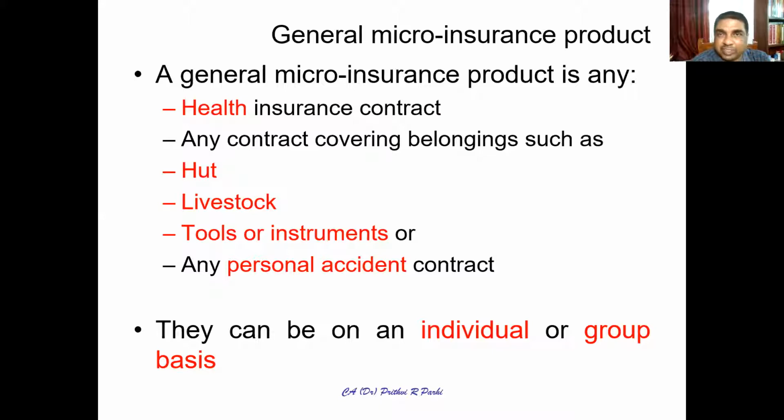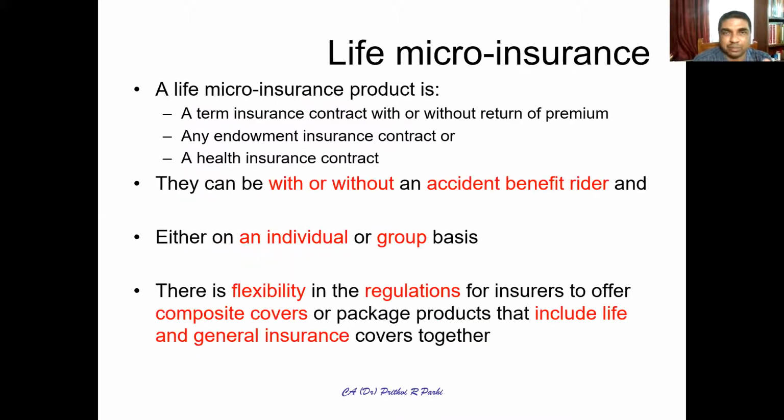It can be a general micro insurance product or it can be a life micro insurance product. If it is a general micro insurance product, it may be for health insurance, or for any contract covering uncertainties involved with things like a hut, livestock, tools and instruments, or any personal accident contract. Hut insurance, livestock insurance, tools insurance, these can be covered under general micro insurance. And they can be taken by an individual or by a group also. So this is about general micro insurance product.